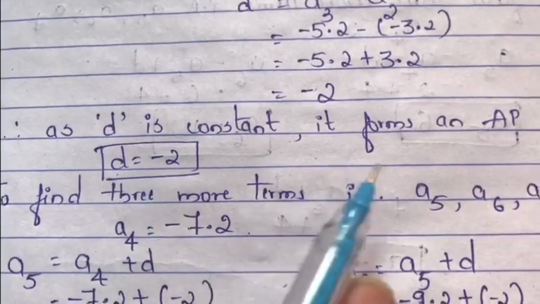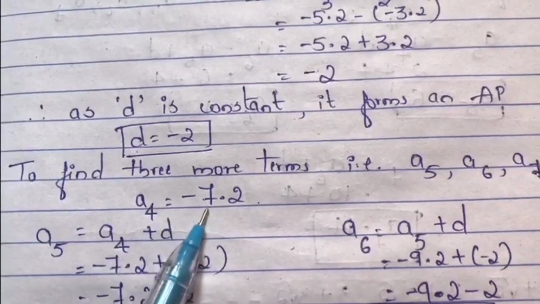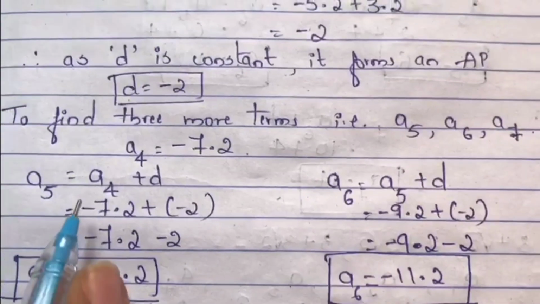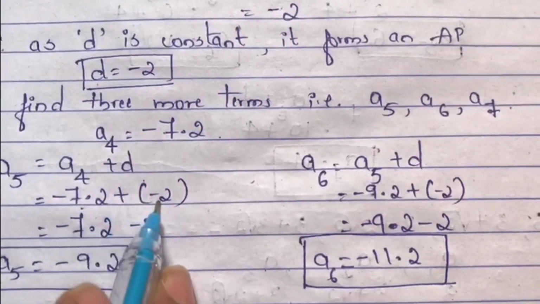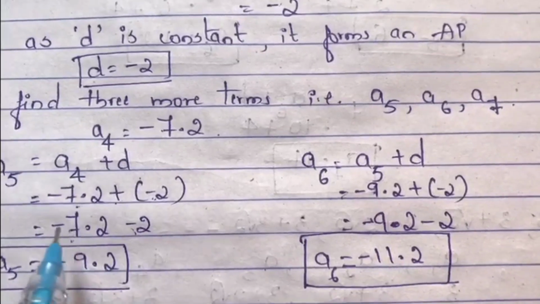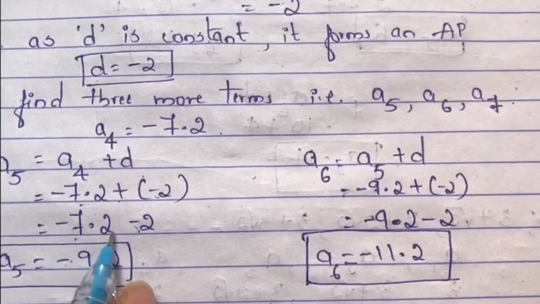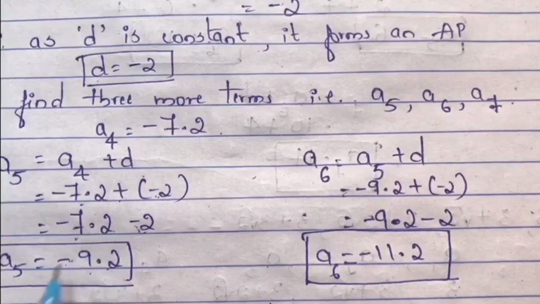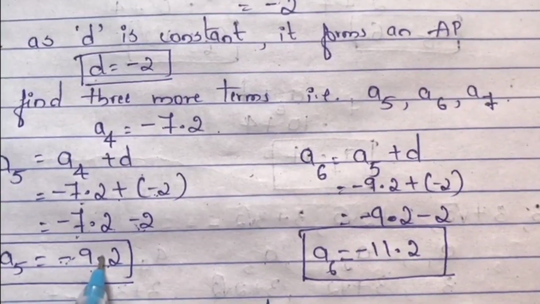So we need to find A5, A6 and A7. Here A4 is minus 7.2. By using this, we can find A5. A5 will be A4 plus D, that is minus 7.2 plus of minus 2. Here plus into minus will be minus. As the signs are the same, we need to add them. You can see that 7.2 plus 2 will be 9.2, and as both the signs are minus, we need to take the minus sign. That will be A5 is minus 9.2.